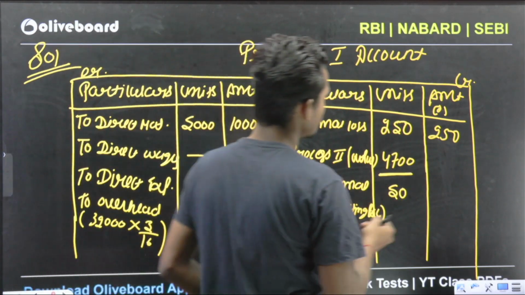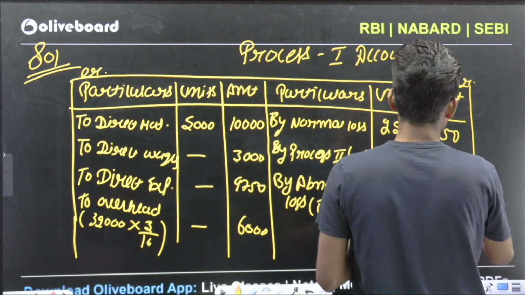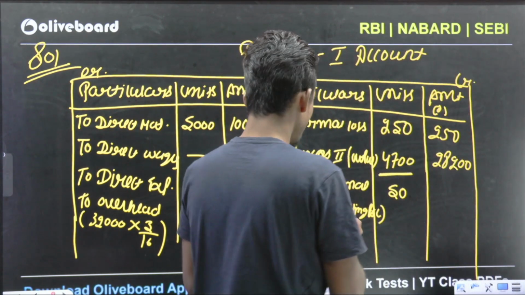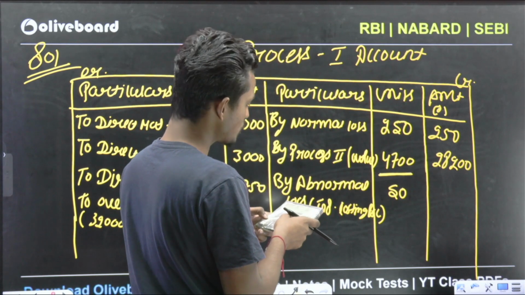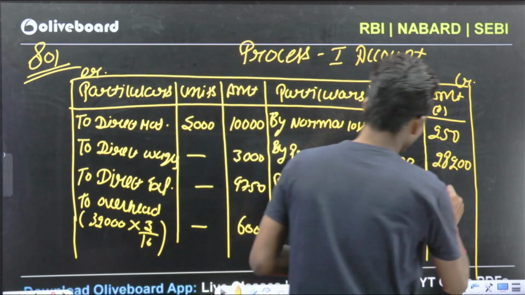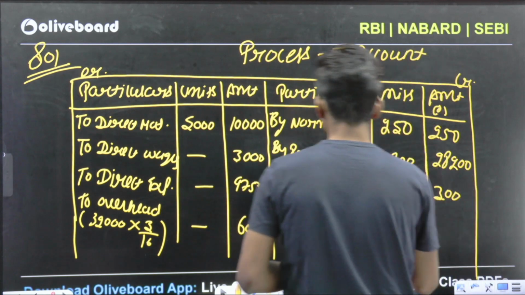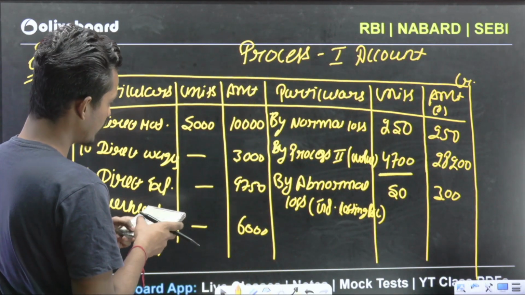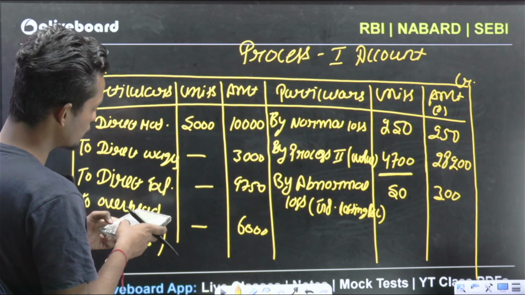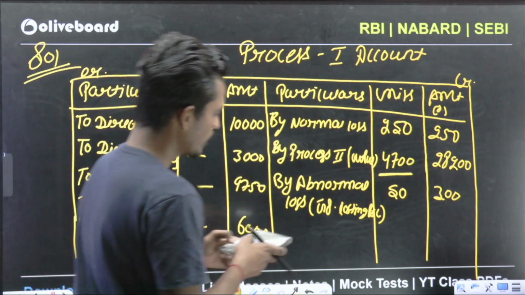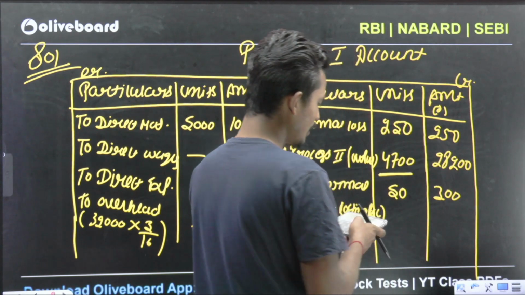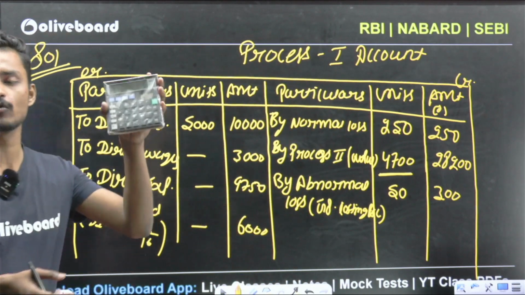Okay, so yes, I can write it down here, the 28,200, and for the purpose of calculation, 50 abnormal loss units multiplied by 6, so I have 300 rupees as the abnormal loss account. Now you can simply close the account by 10,000, 3,000, 9,750, 6,000, minus 250, now 28,200, and now 300. You can see here my account is matched.